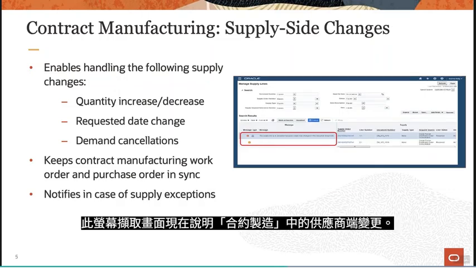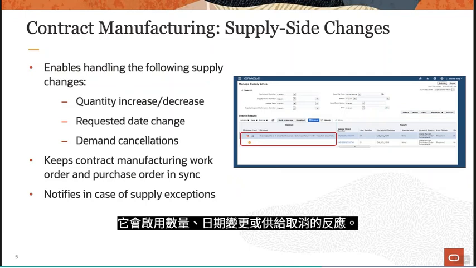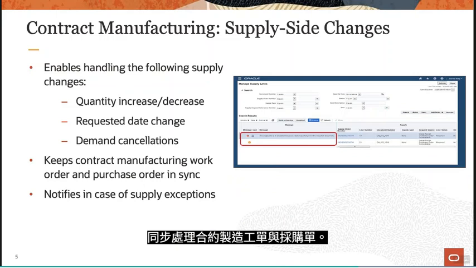This screenshot now depicts supply-side changes in contract manufacturing. Automatic change management also enables the handling of exceptions originating from the contract manufacturer. It enables reaction for quantity or date changes or supply cancellations. It also relays exceptions so that the corrective action can be initiated, and it synchronizes the contract manufacturing work order and purchase order.